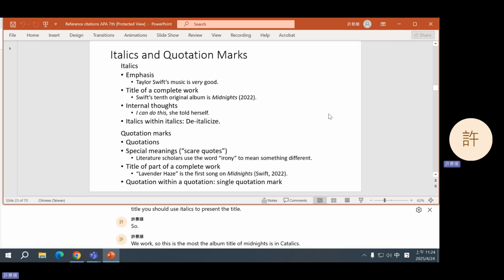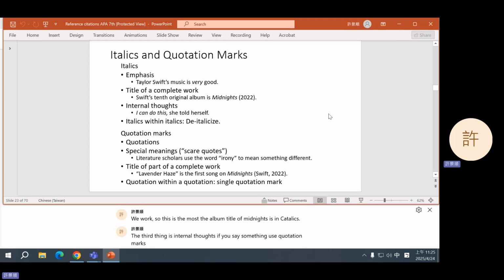The third thing is internal thoughts. If you say something, use quotation marks. If you think something, use italics.